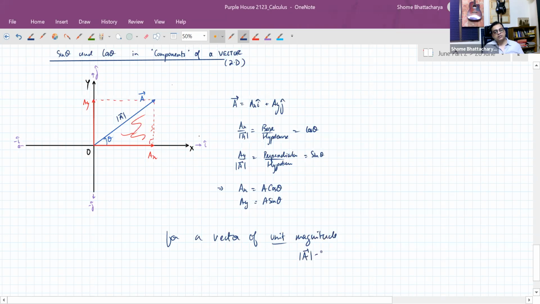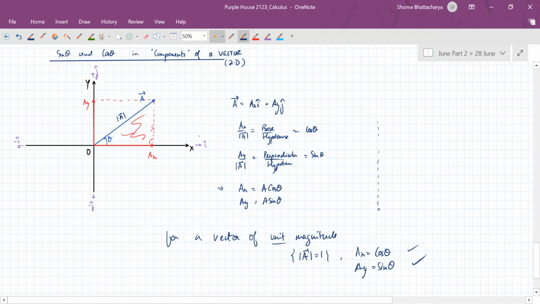If mod A is equal to 1, then its x component is cos theta and its y component is sine theta. So this becomes a new way of understanding what is cos theta and sine theta. Cos theta is the x component of a vector of magnitude 1 at an angle theta to the x-axis, and sine theta is the y component of a vector of magnitude 1 at an angle theta to the x-axis. Just make a note of this diagram if you like.